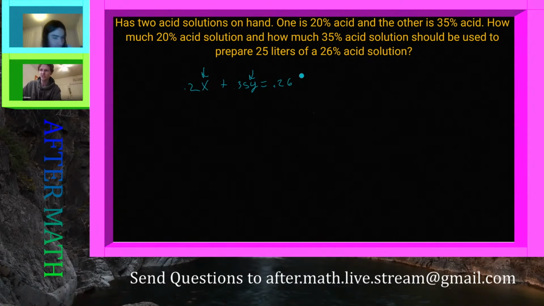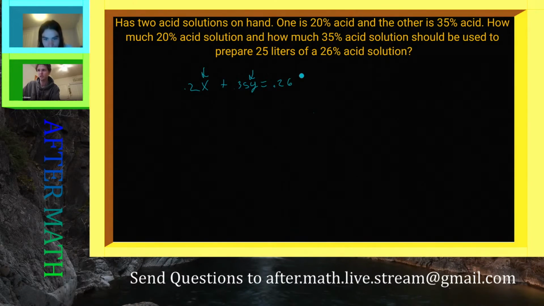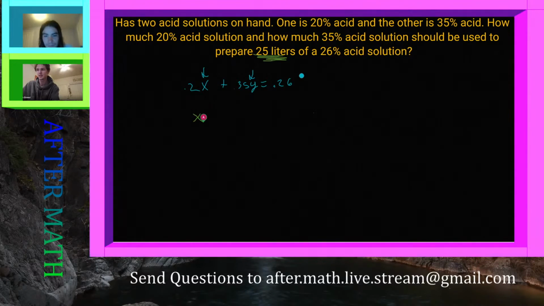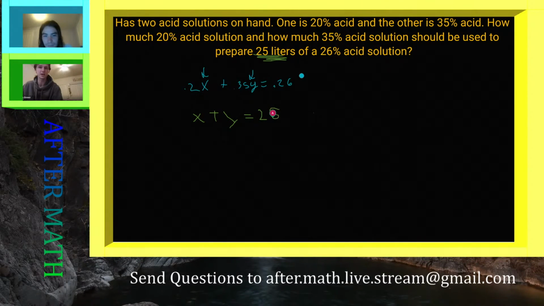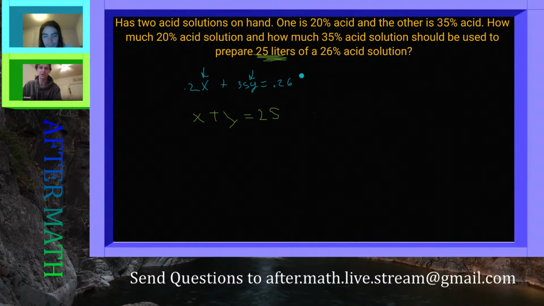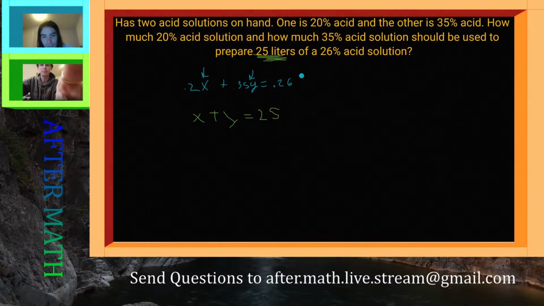So Kip was saying that x and y are the amounts, right? So our amount has to equal 25. So x plus y equals 25. I don't know if it needs more explanation than that. I think that was pretty straightforward.